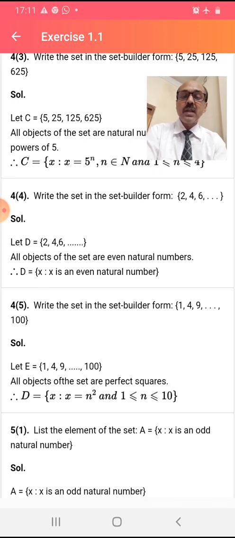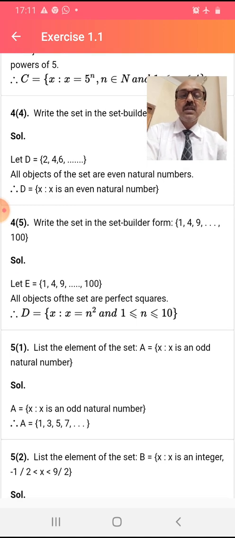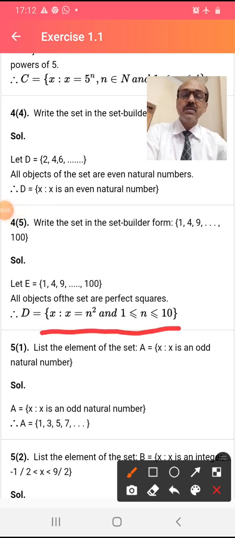Next question: write the set in the set builder form: 1, 4, 9, up to 100. That means all are perfect square numbers: 1 squared is 1, 2 squared, 3 squared, and at last 10 squared. Perfect square number means n squared, where n means 1, 2, 3, 4 up to 10 in this question, starting from 1. So its set builder form is x such that x equal to n squared, perfect square, and 1 less than or equal to n less than or equal to 10.